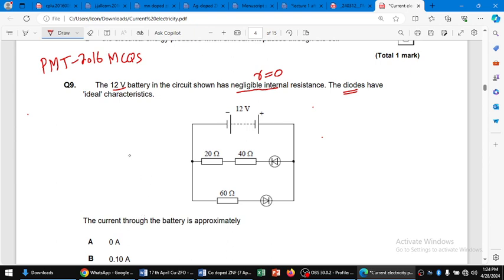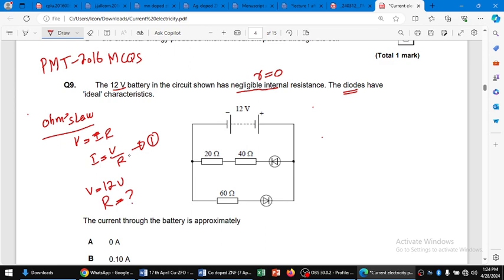In order to find the current, we use simple Ohm's law. V is equal to IR, and I is equal to V over R. So we know the potential, but we don't know the resistance. Voltage is 12 volt, but the total resistance is unknown.